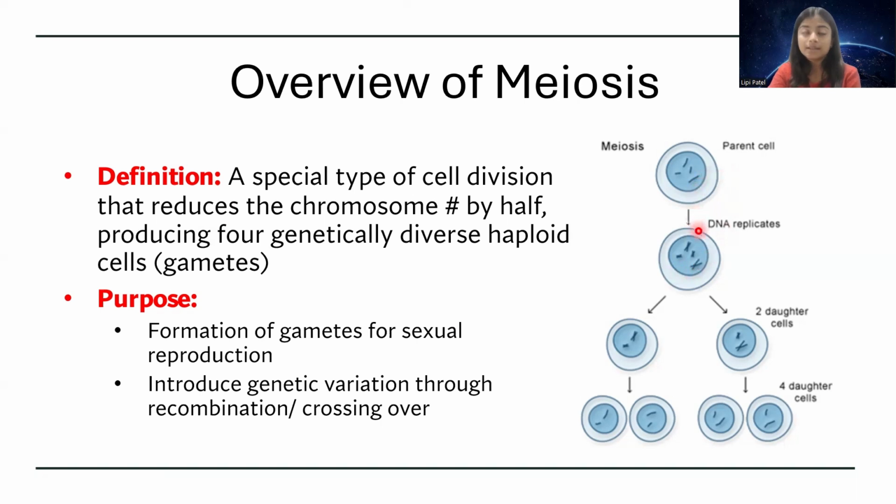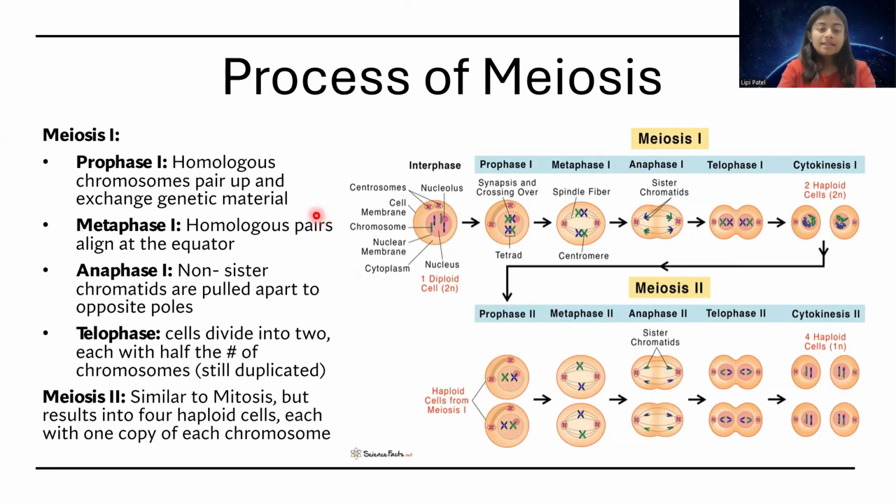The cell replicates its DNA, which divides into two through meiosis 1. There are two parts, meiosis 1 and meiosis 2. So this is the first stage, meiosis 1, and then those two individual daughter cells divide themselves into two other daughter cells. So in total, from one parent cell, there are four daughter cells forming, which are not genetically identical. They are genetically diverse.